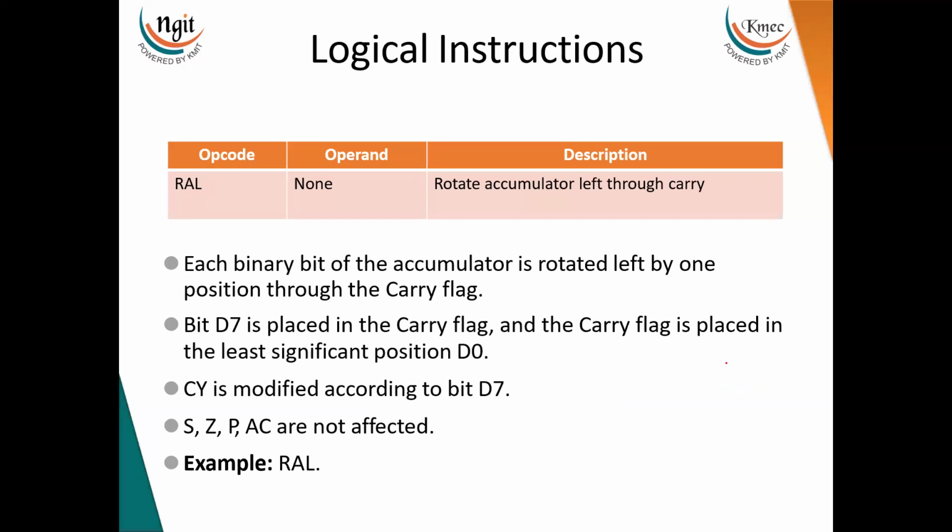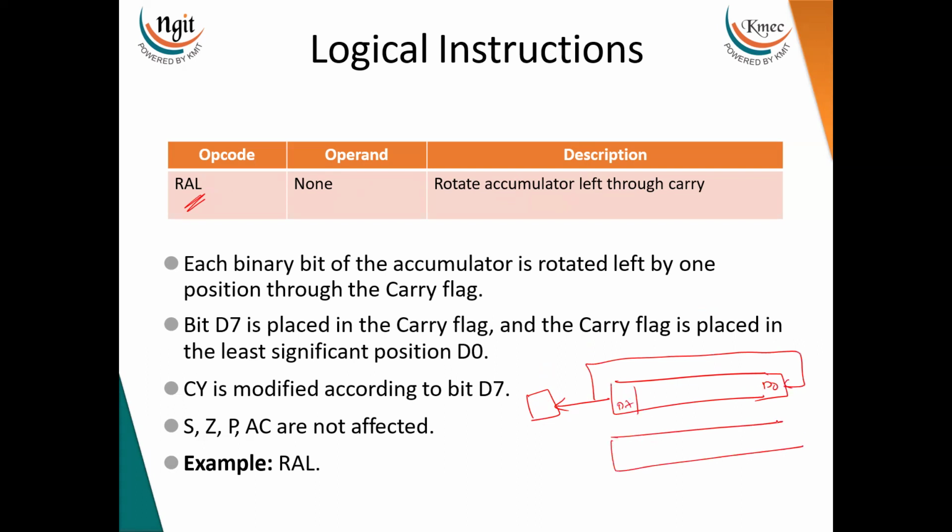Now coming to the RAL. What does it mean? Rotate accumulator left with carry. Earlier, what we have taken was without carry. That means the MSB bit is moved into the carry and also the MSB bit is moved into the D0. Now in this case, what happens?